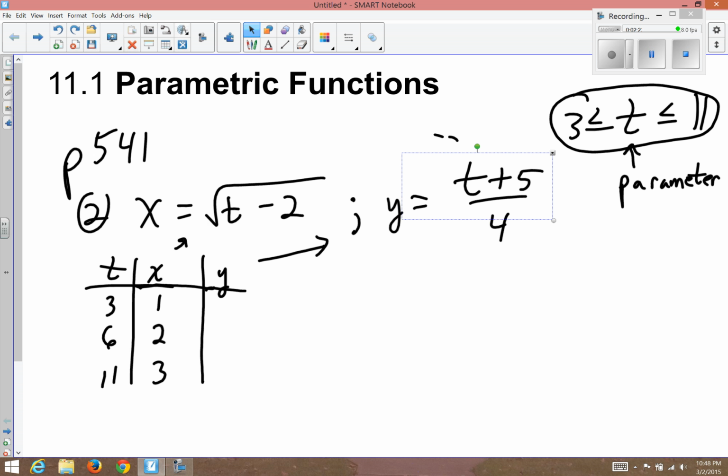When t is 3, we go over here. 3 plus 5 over 4 is 2. When t is 6, 6 plus 5 is 11. 11 over 4 is 2 3/4. And t is 11. 11 plus 5 is 16 over 4, which is 4.